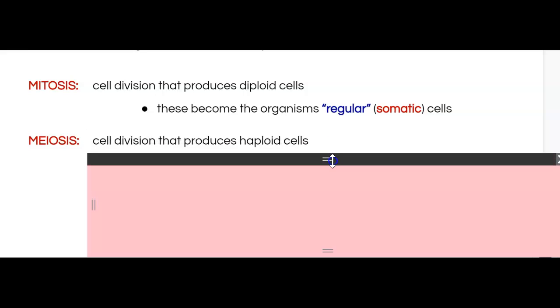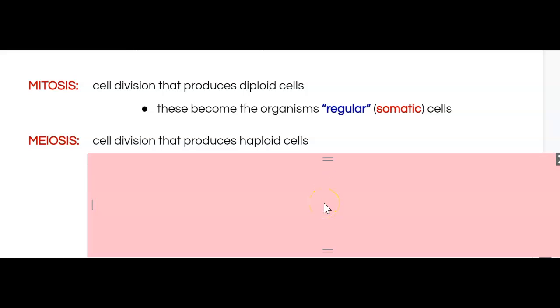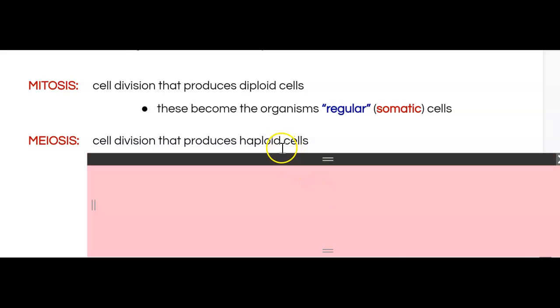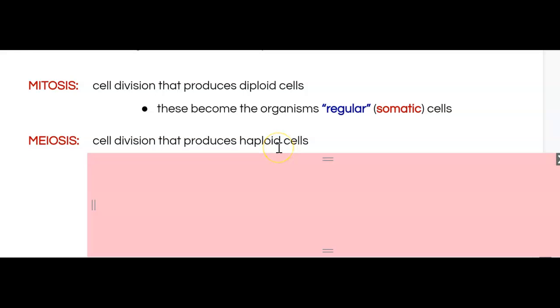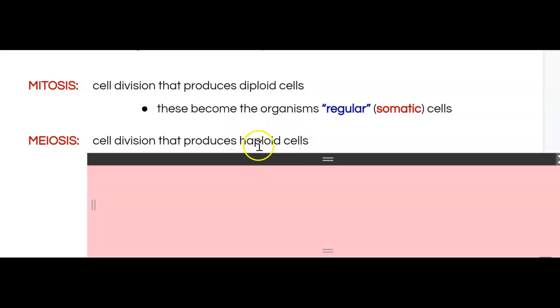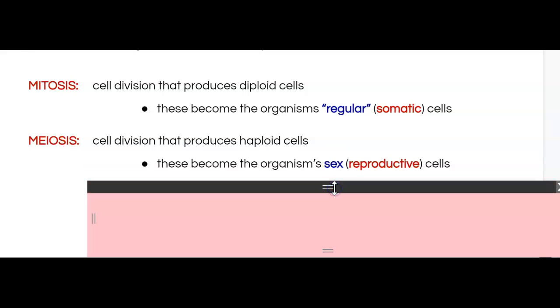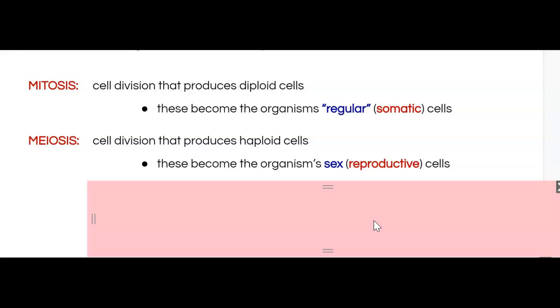Meiosis is a type of cell division that will produce haploid cells. In humans, that is the process by which we are able to produce sperm cells and egg cells. So meiosis, unlike mitosis, results in cells having the haploid number of chromosomes, in other words, one set. Those typically will become the organism's reproductive cells. We're going to talk a little bit more about that.